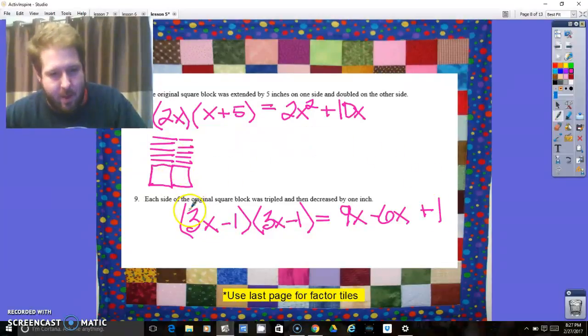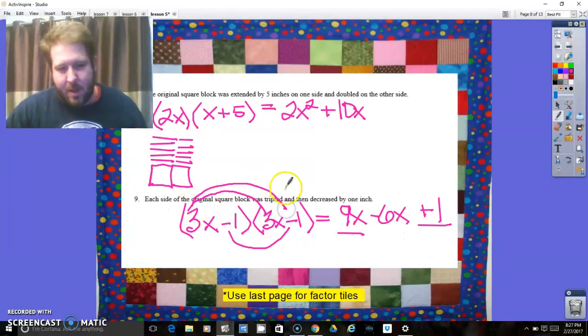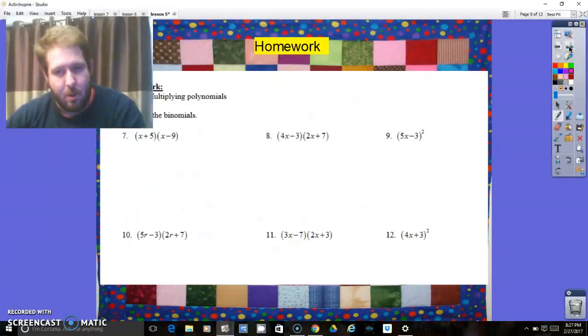Now, you might see what I did there. I multiplied these by themselves and got this. I multiplied these by themselves and got this. And then I did the outers and inners. Outers, that gives me negative 3x, and the inners also negative 3x. Combine those, you get negative 6x, which then brings me to the homework.